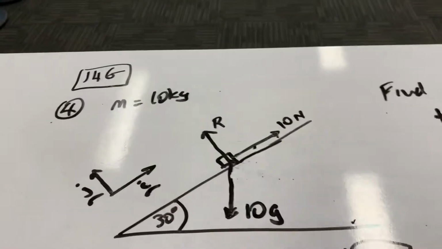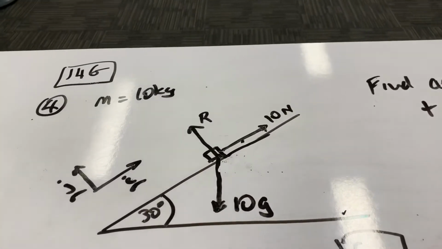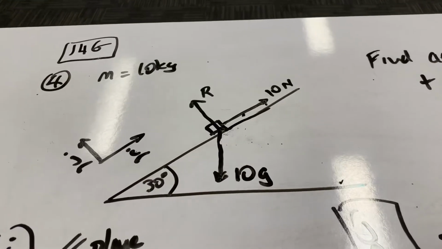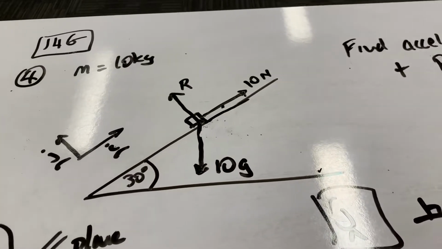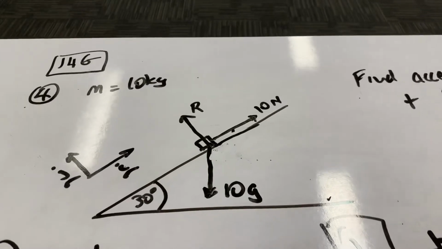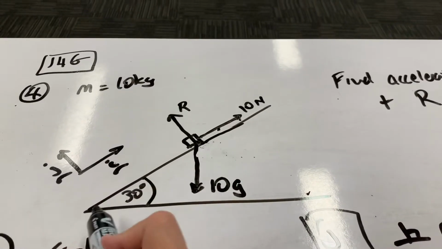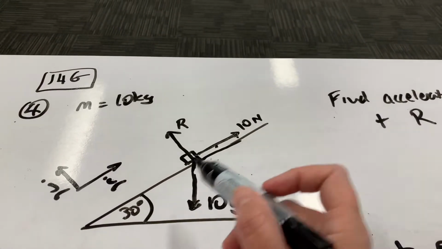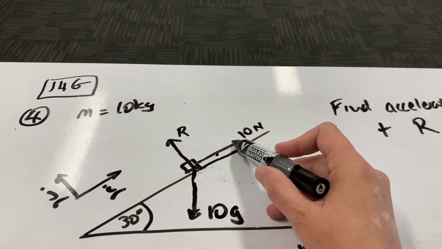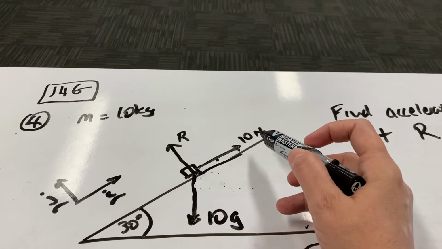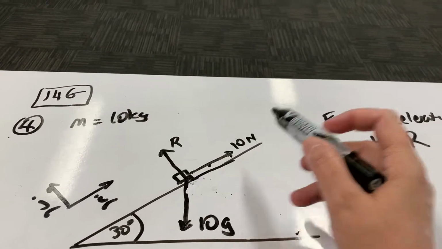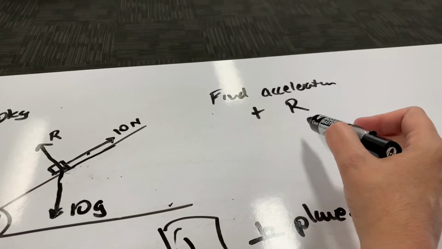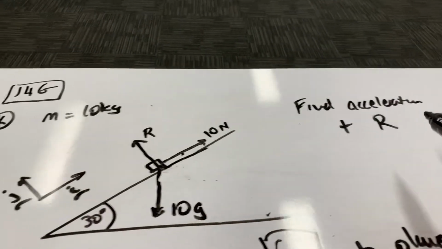Okay, we've got an inclined plane question out of exercise 14G, question 4. It's a word question, so you need to get the diagram right. We've got a mass of 10 kilos sitting on an inclined plane that is 30 degrees to the horizontal. There is a force of 10 newtons acting up the plane, which is against motion. We are asked to find the acceleration and R, the reaction force.